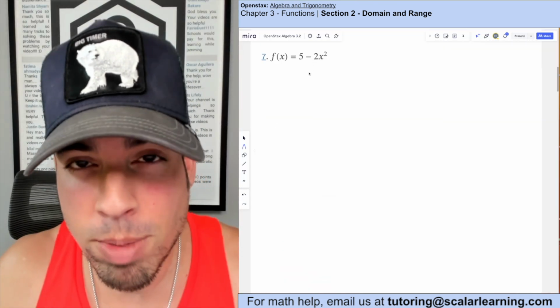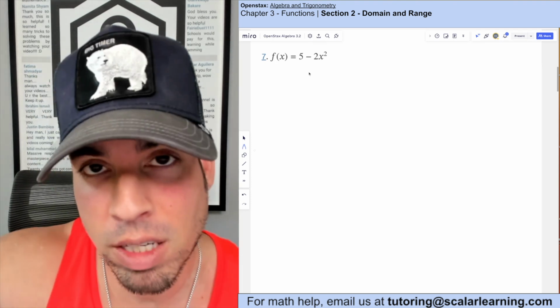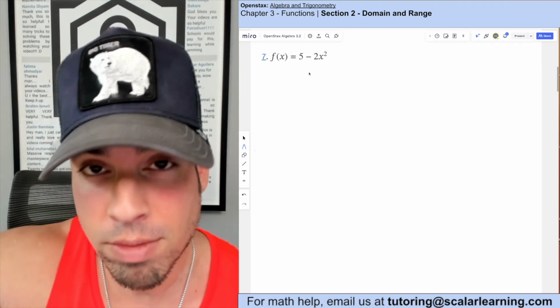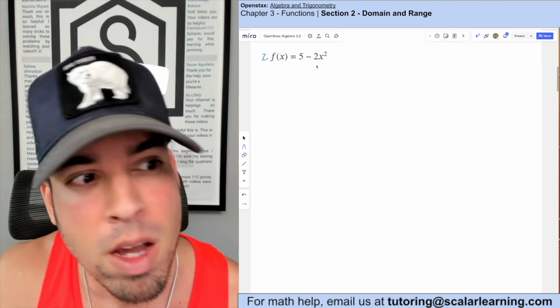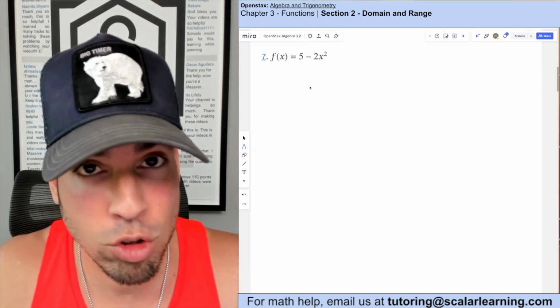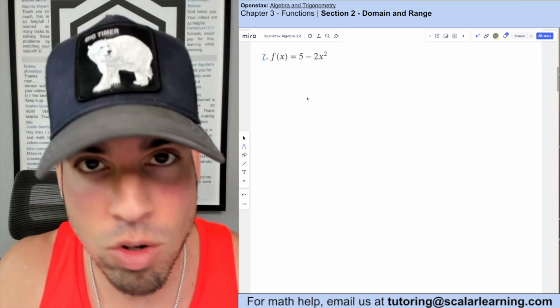Again, when we're talking about domain, we're really looking at what are the domain restrictions? What can we not plug in for x? Meaning what values of x are going to give us either a square root of a negative or a dividing by zero situation. Well, this is a quadratic. I can plug in anything I want for x. It's just going to be that value squared. So there's no restrictions, no limitations, hence it's all real numbers.